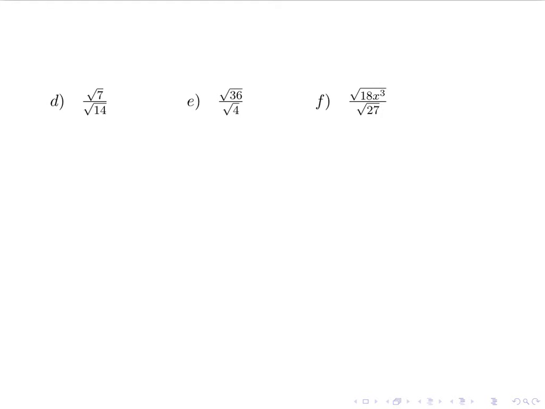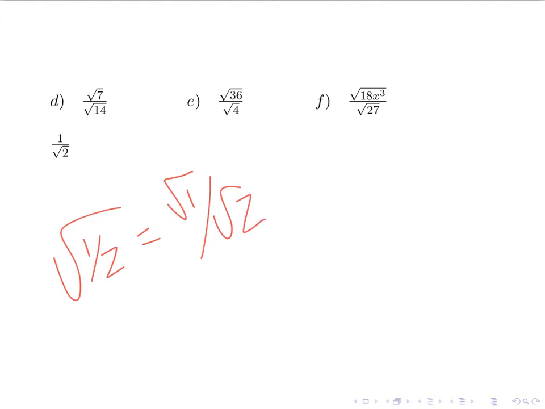Let's do some more. Root 7 over root 14. So I can't simplify either one on its own, but 7 and 14 have a factor in common. So if I put them together first, I can get rid of 7 and be left with the square root of 1/2. The square root of 1/2 is the same as 1 over root 2, since this is the same as this, and the square root of 1 is just 1. Okay, so the square root of 1/2 or 1 over the square root of 2, again, it's the same thing.